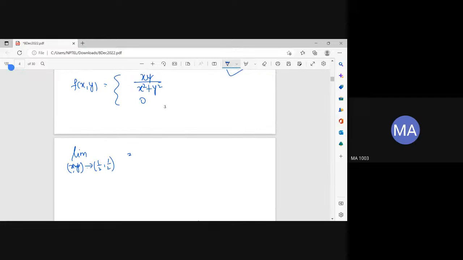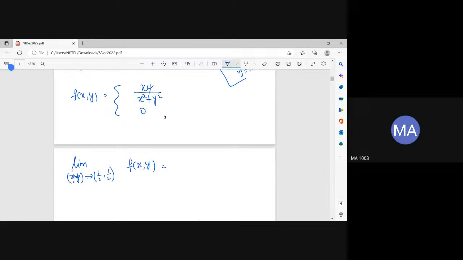Yes, ma'am, it exists. And what is the value? We can simply put (1/2, 1/2) in the function. Why can we do that? Because it is a continuous function everywhere except (0, 0). No, but we don't know how to check continuity of multivariable functions. That is why we are trying to find this limit, right? The value of the limit is 0.5, ma'am. Why is it 0.5? How did you get that? Just substitute in x and y's place. Why are you allowed to substitute? Because the denominator is not zero, because it is not tending to (0, 0).